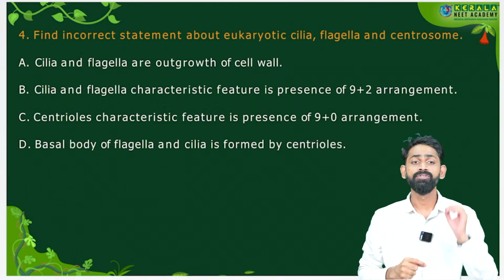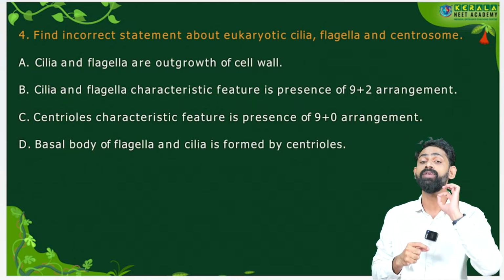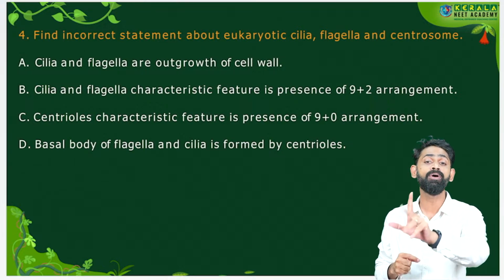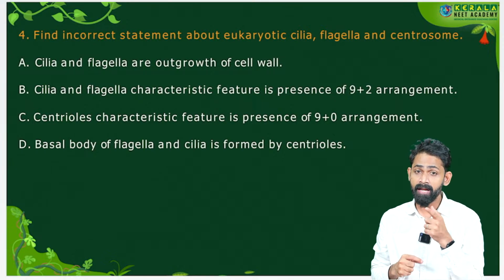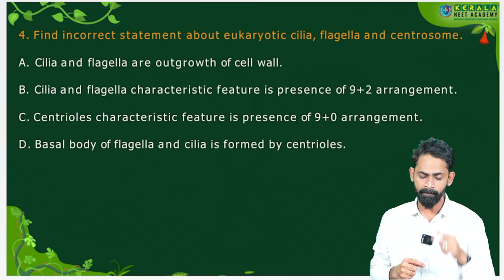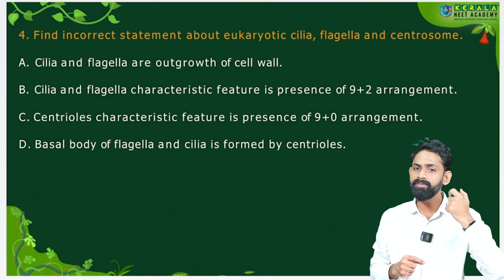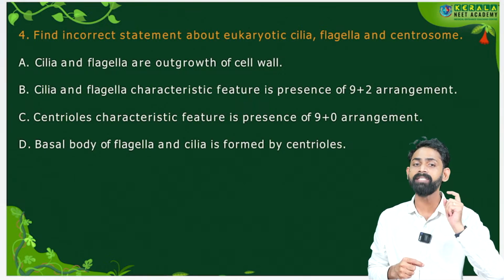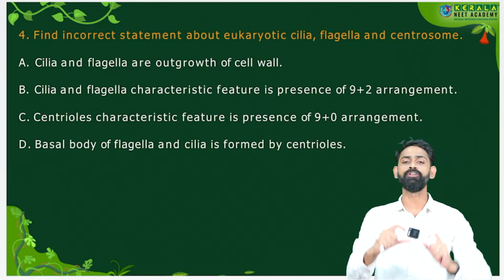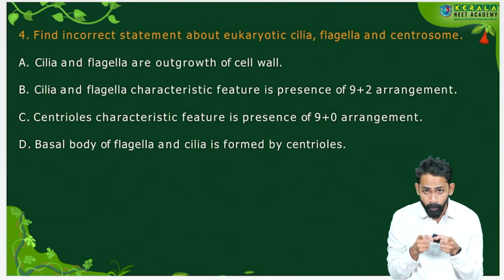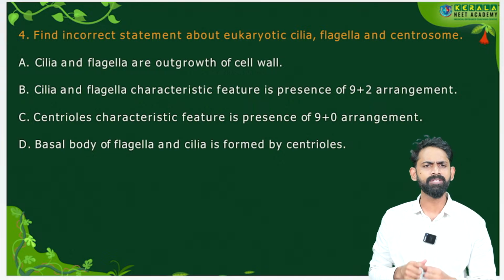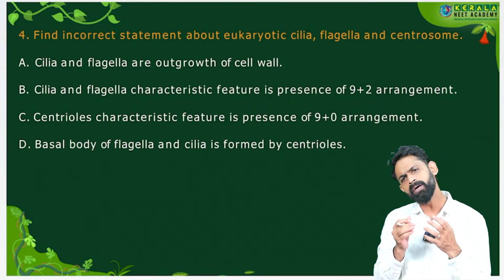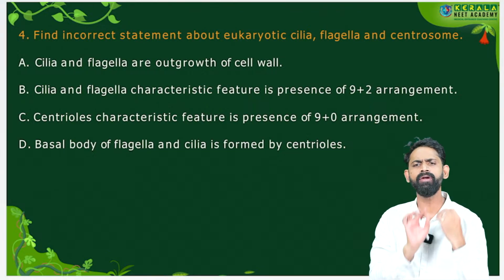Third option: the centriole's characteristic feature is the presence of 9+0 arrangement. That is also important. Next one, the last option, a nice option: the basal body of the eukaryotic cilia and flagella is formed by the centrioles. This is a superb option D. Now, what is wrong in this one, whether you take the prokaryotic flagella or eukaryotic flagella.